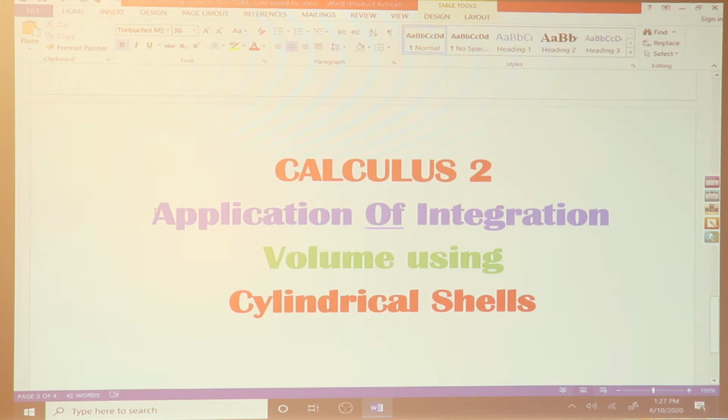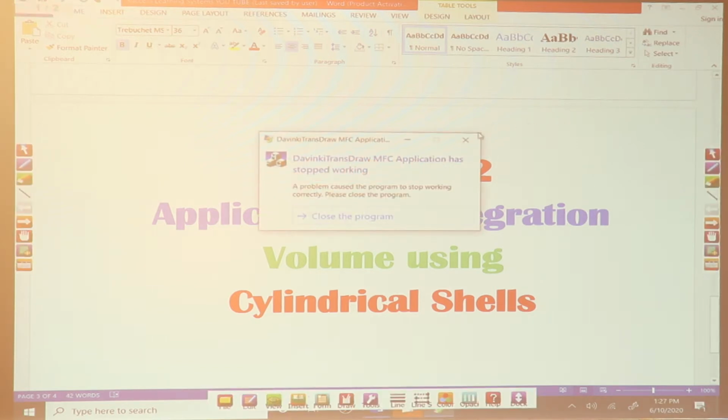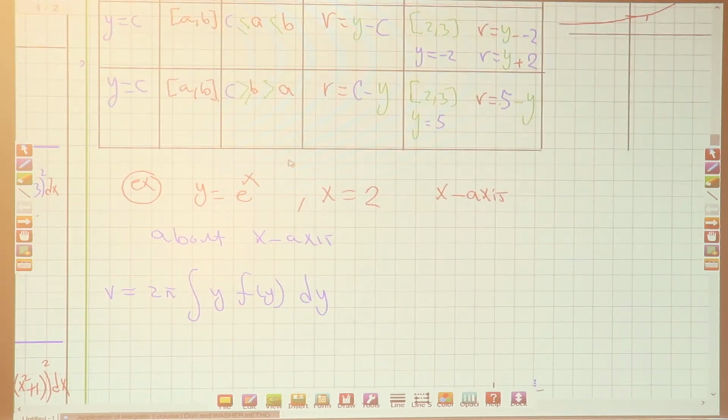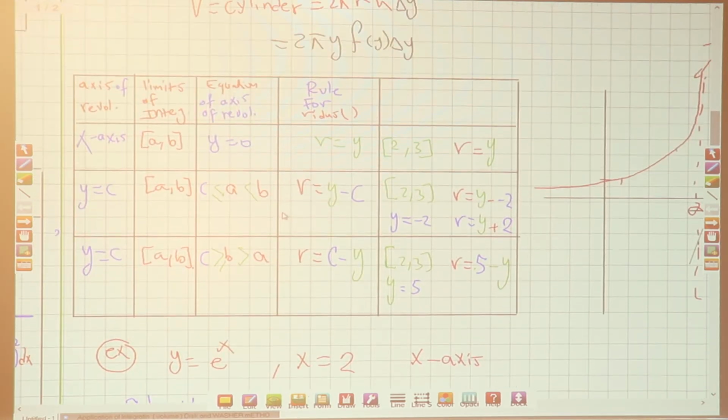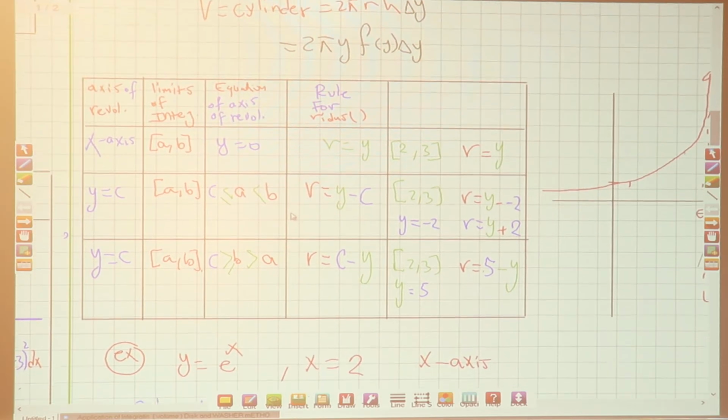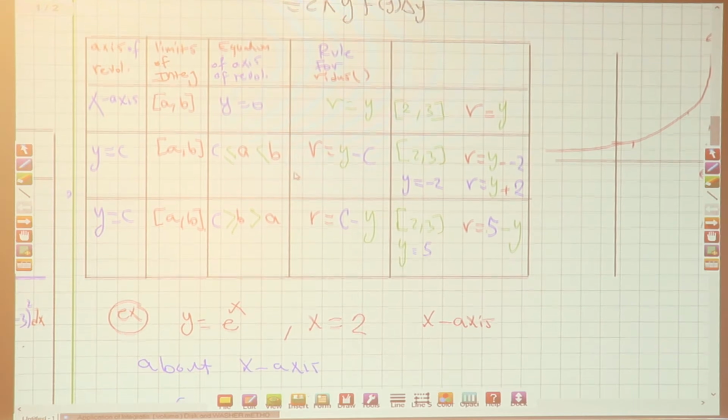And this is what we're going to discuss. Let me go directly to my notes. This is yesterday's problem, about the x-axis. Quickly, go back to the class and see the rules here.